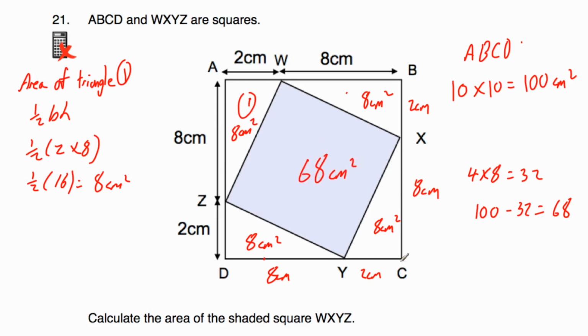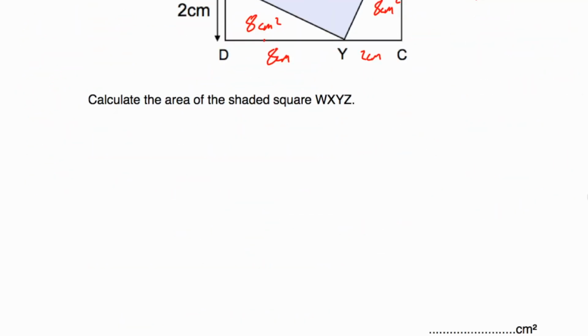And if we check it, we've got 4 triangles. The area of each triangle is 8 centimeters squared. 4 lots of 8 is 32, plus 68 is equal to 100. And the area of the whole square was 10 times 10, which is 100. So the area of that square is 68 centimeters squared.